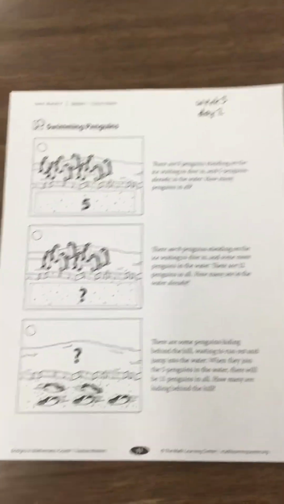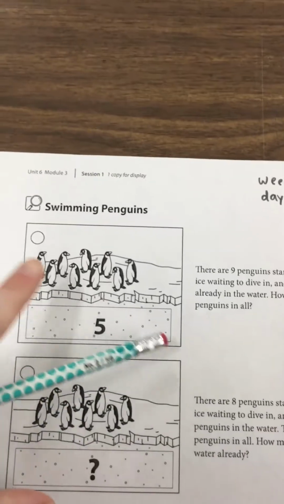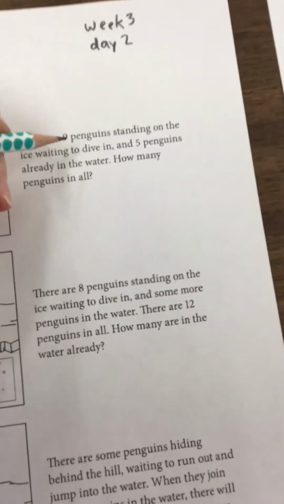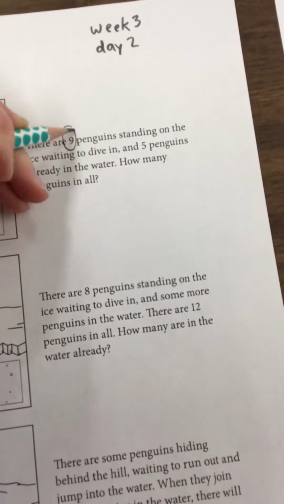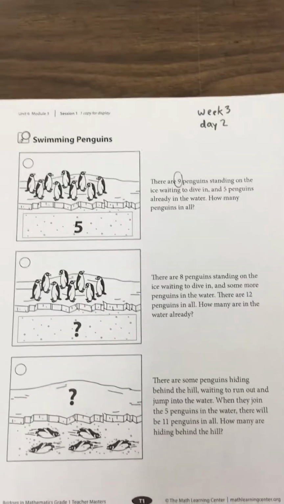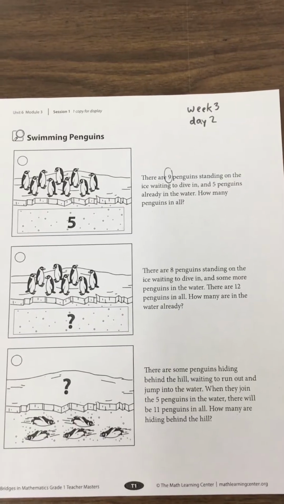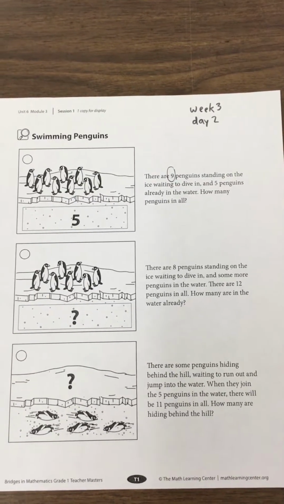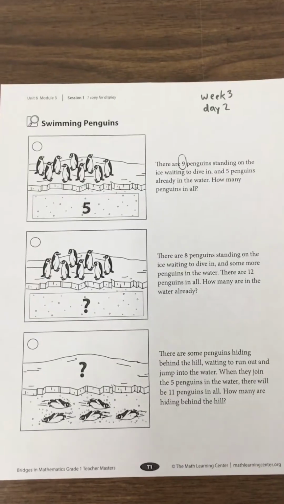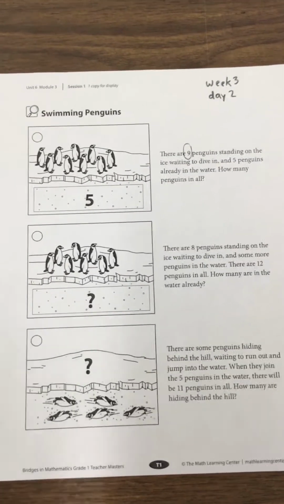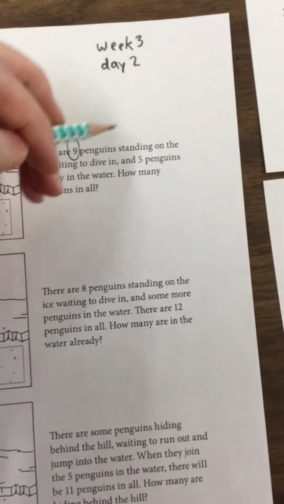So I'm noticing on this page there are 1, 2, 3, 4, 5, 6, 7, 8, 9 penguins. Oh, it even tells us that. We're going to circle that. 9 penguins standing on the ice waiting to dive in, and 5 penguins are already in the water. How many penguins in all? So what I want you to do with these, if you're practicing with me, is write an equation. Oh, I forgot to circle 5. Sorry, guys.